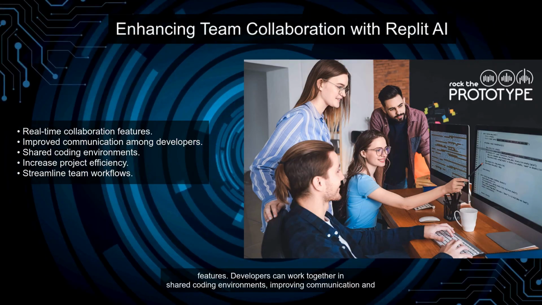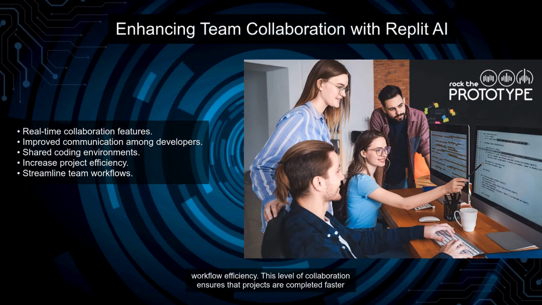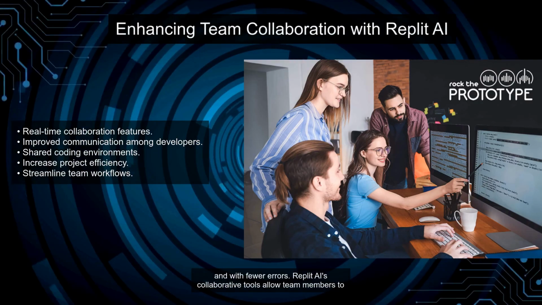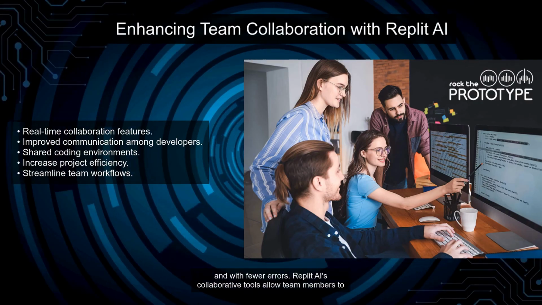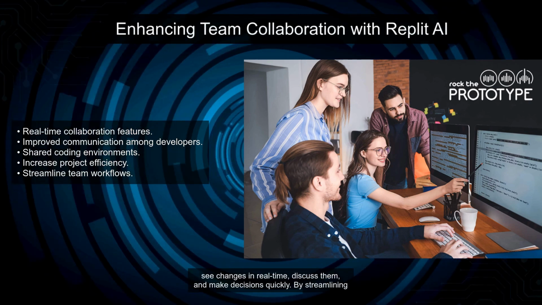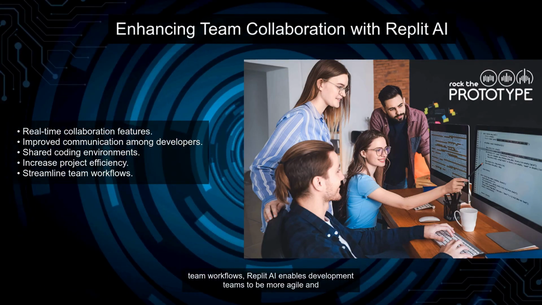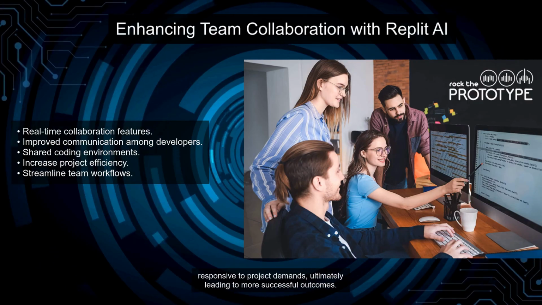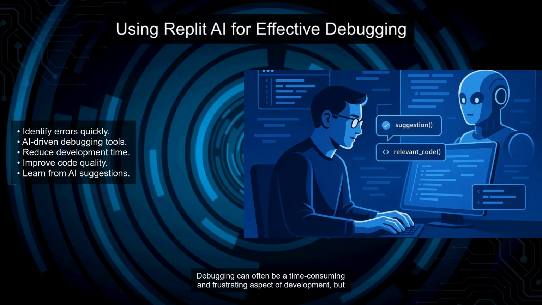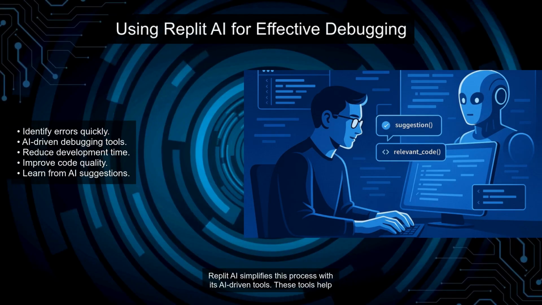Replit AI takes team collaboration to the next level with its real-time features. Developers can work together in shared coding environments, improving communication and workflow efficiency. This level of collaboration ensures that projects are completed faster and with fewer errors. Replit AI's collaborative tools allow team members to see changes in real time, discuss them, and make decisions quickly. By streamlining team workflows, Replit AI enables development teams to be more agile and responsive to project demands, ultimately leading to more successful outcomes.